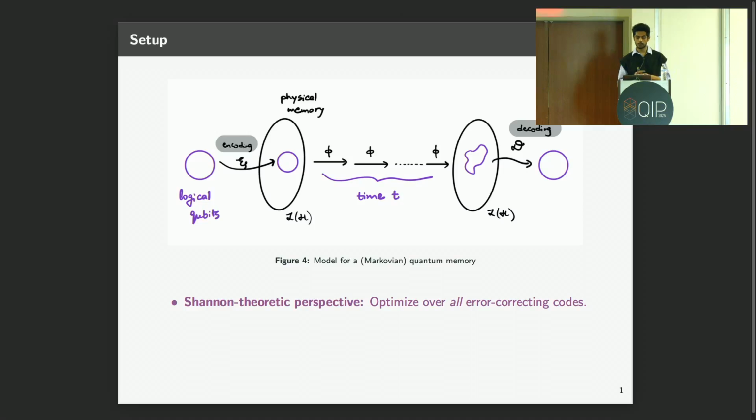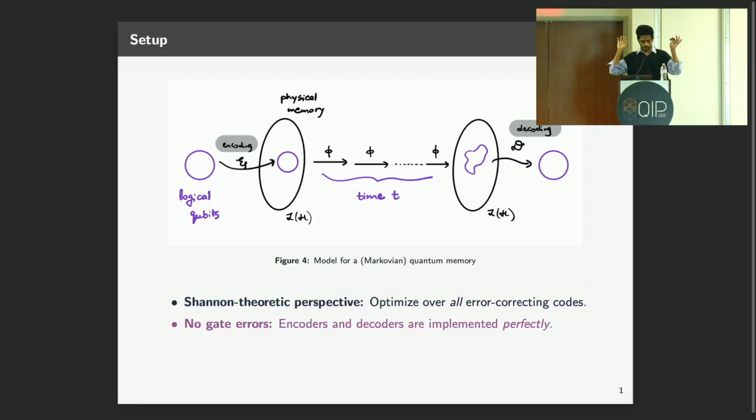And since we are in an information theory session, we'll just not care about what exactly is the error correcting code and so on. We just optimize over all error correcting codes. We are just happy as long as it exists. We will assume no gate errors, no nothing, all the encoding, decoding, everything is perfect, Shannon theory. So I guess you guys get the point.